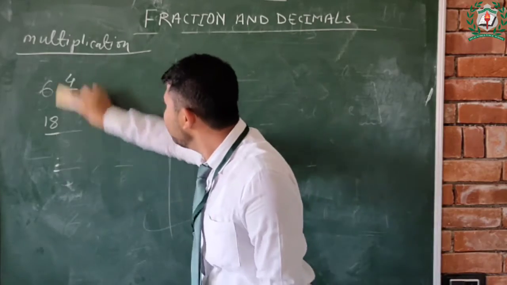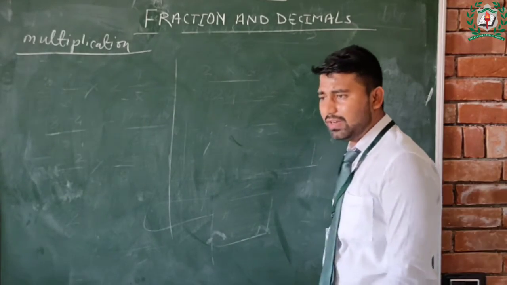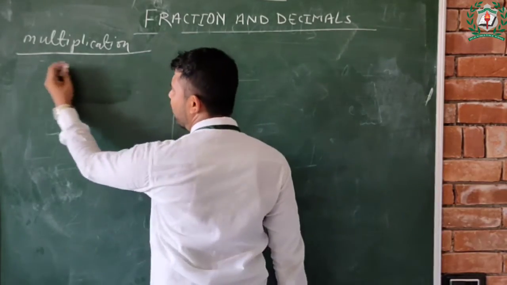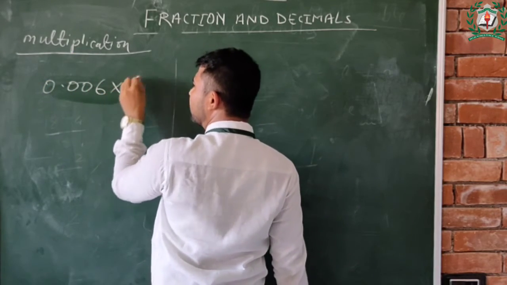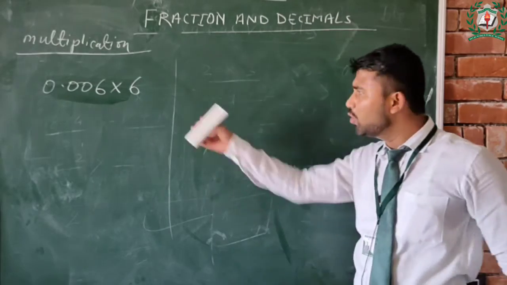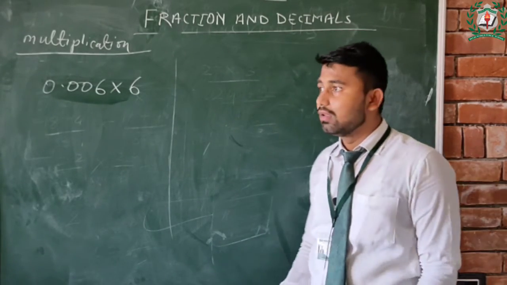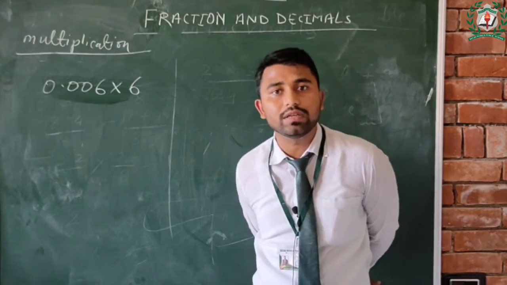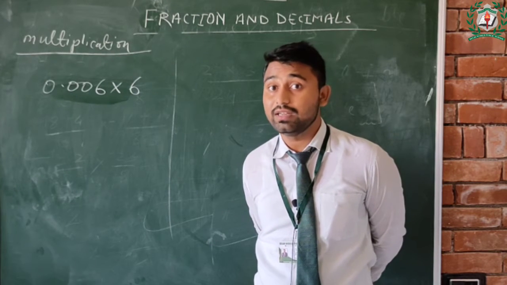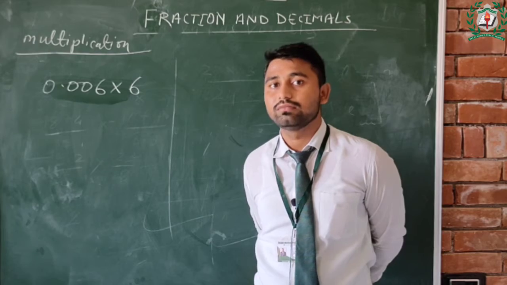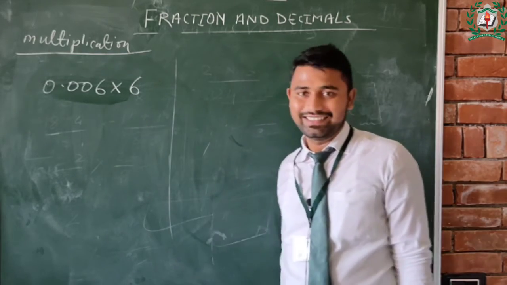Now when you multiply a question with decimals, suppose for example 0.006 into 6, how will you solve that question? Sir, it is looking very dangerous sir. How will I solve this question sir? Students are always telling that, sir, I can't. But it is very easy.